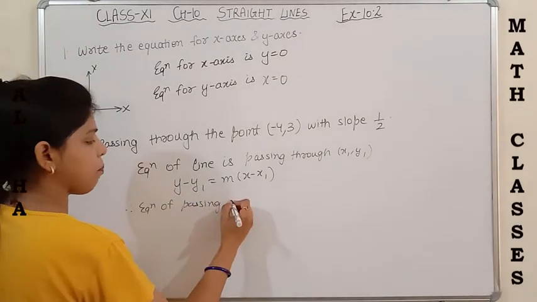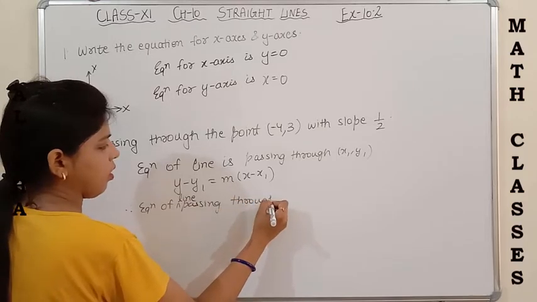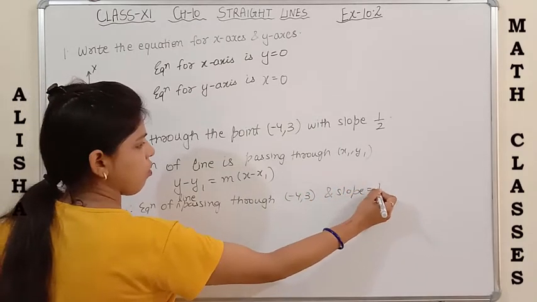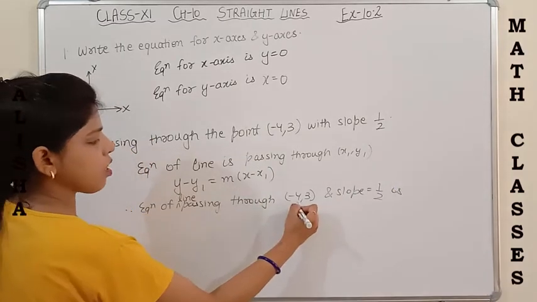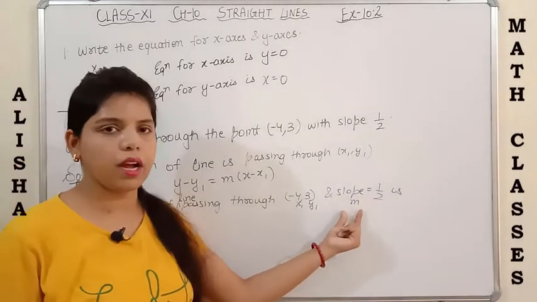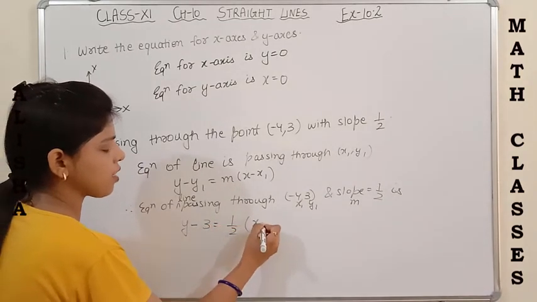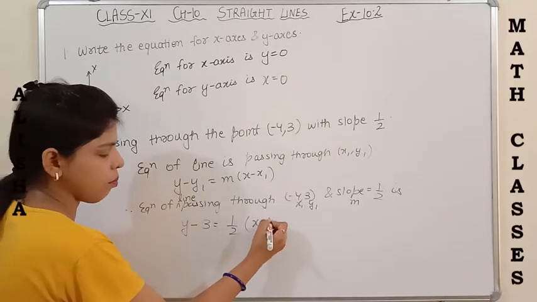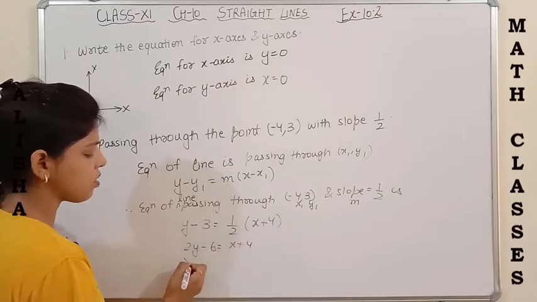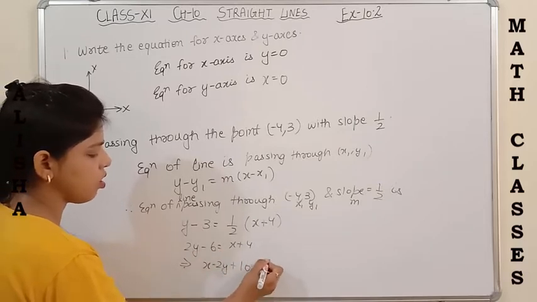Now the equation of line passing through this point (-4, 3) and slope equal to 1/2 is, just put this is x1, this is y1, and this is the slope. All of you know that in the whole chapter we are going to represent the value of slope by m. So y - y1, that is y - 3, is equal to m(x - x1). X1 is negative, negative, negative, positive. Cross multiply, we get 2y - 6 = x + 4. This implies the equation of line is x - 2y + 10 = 0. So this is our required answer.